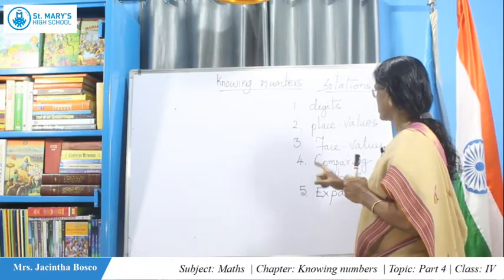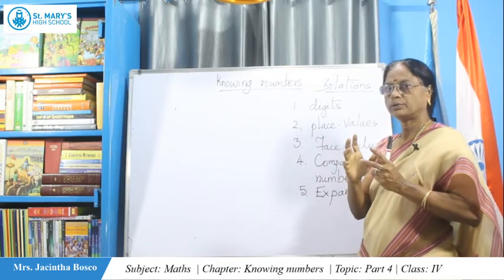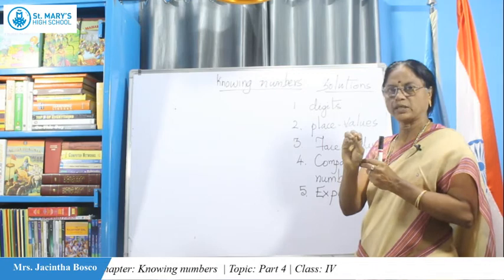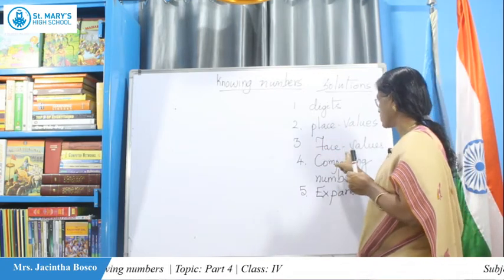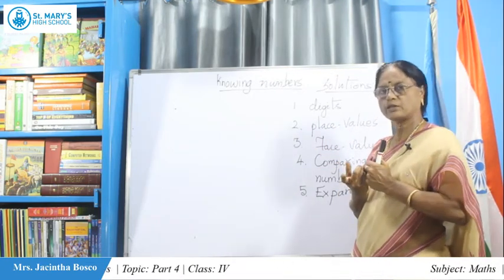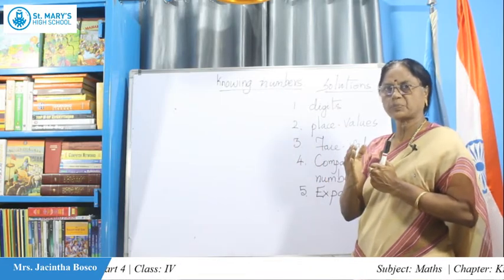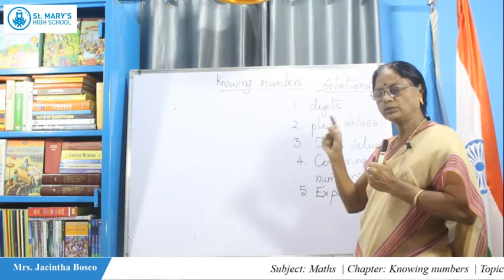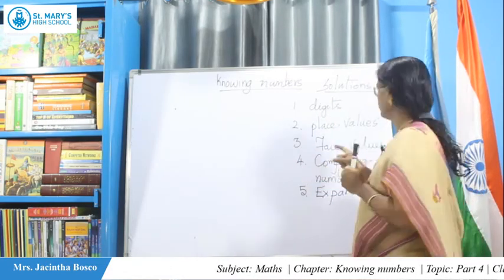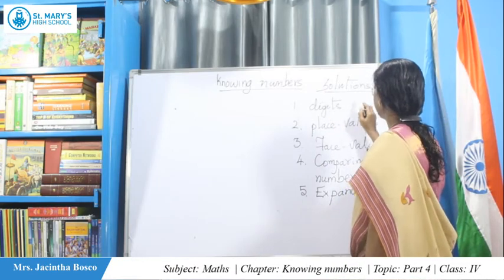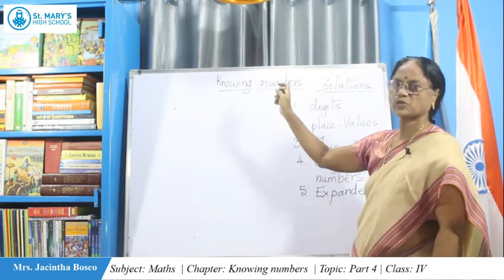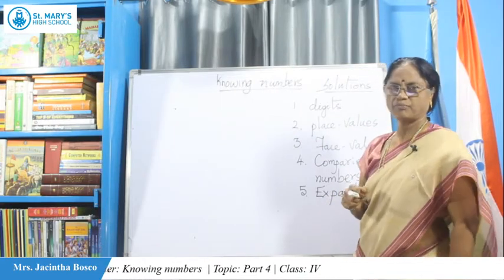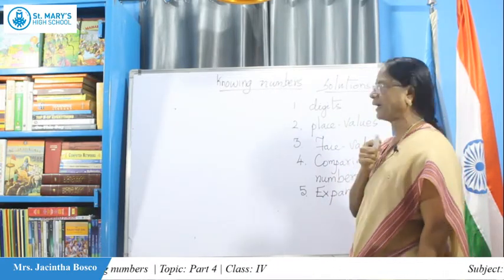So, those digits you should know to put in the places, and also face values, place values. What are the place values? Ones place, tens place, from left to right you have to go. See, you need to go from here this way. So, units place, tens place, hundreds place, thousands place and so on. You are now in 4th class. You have to learn up to lakh now, right.